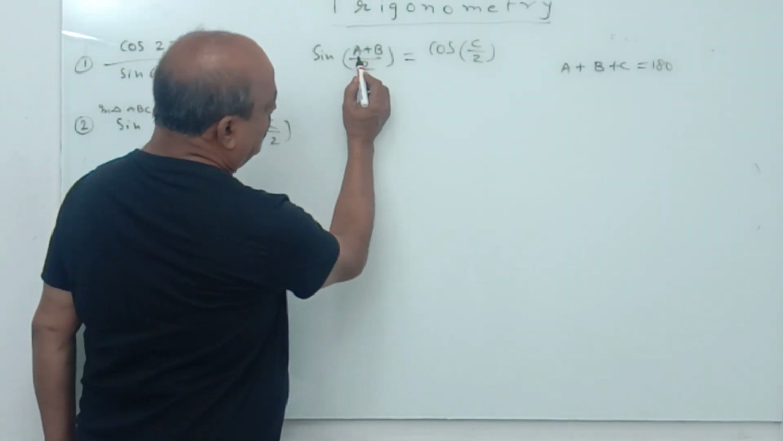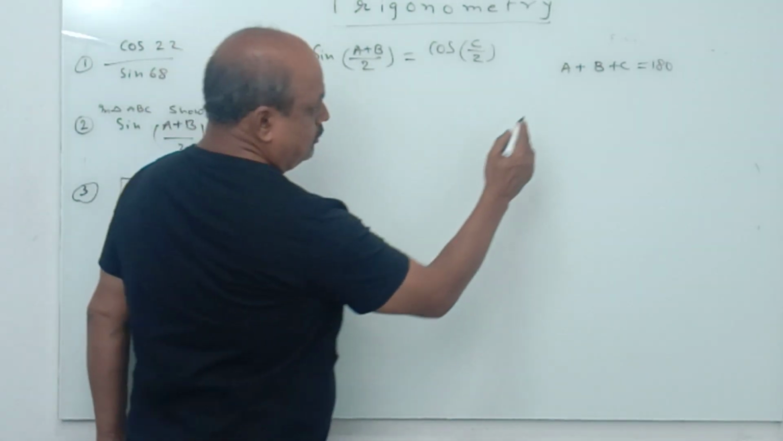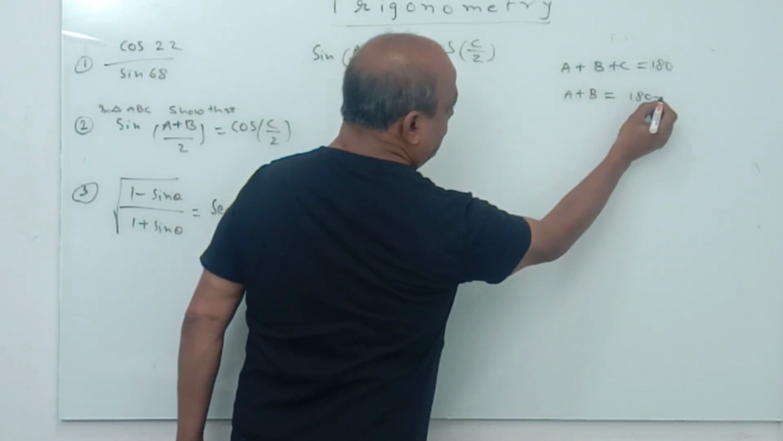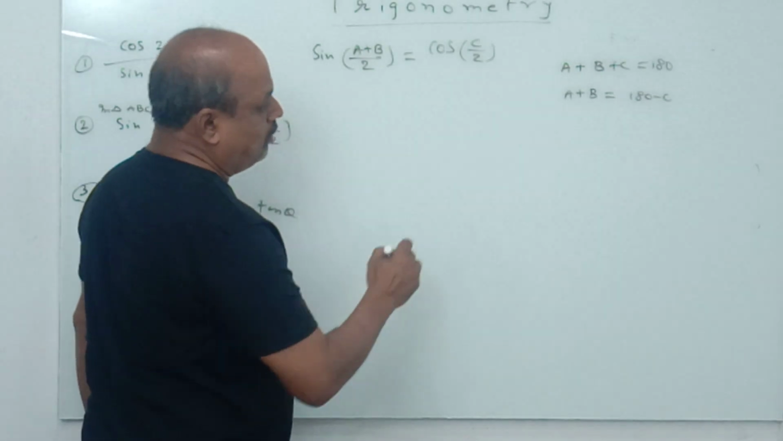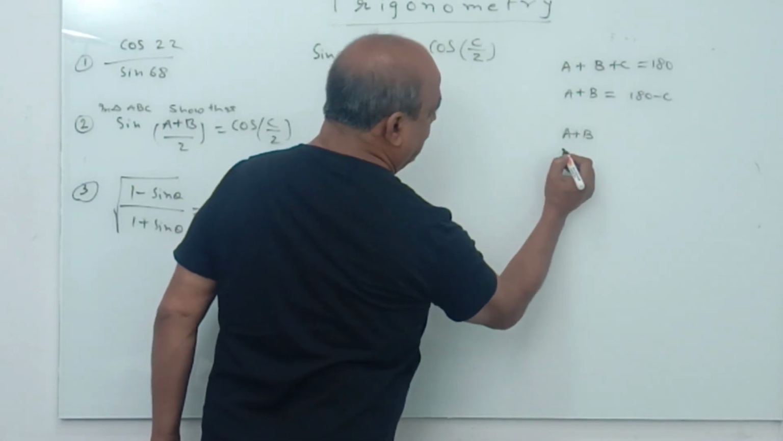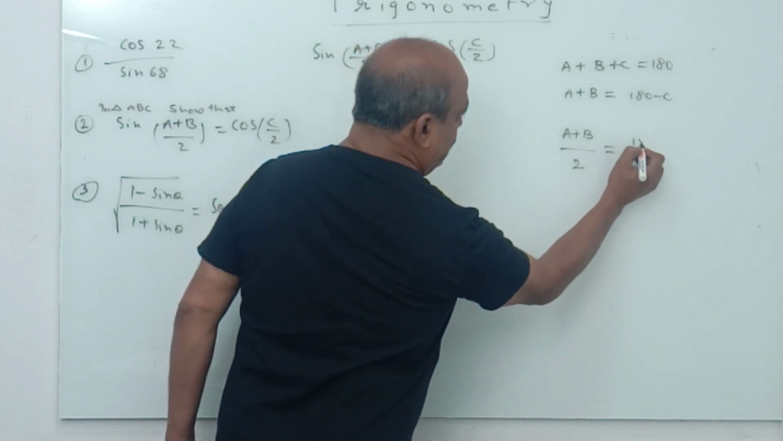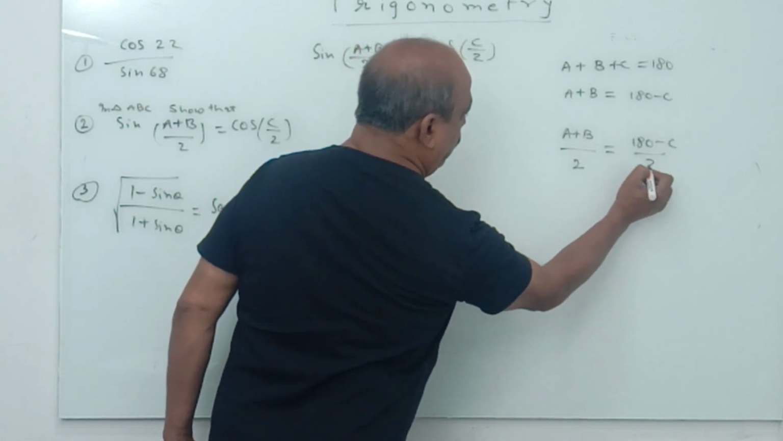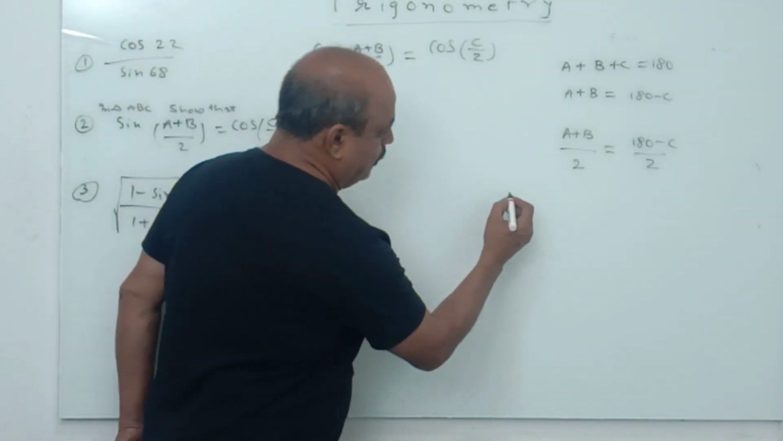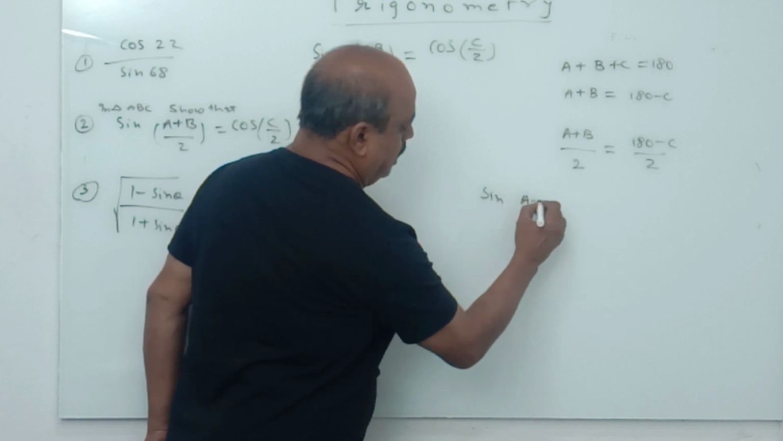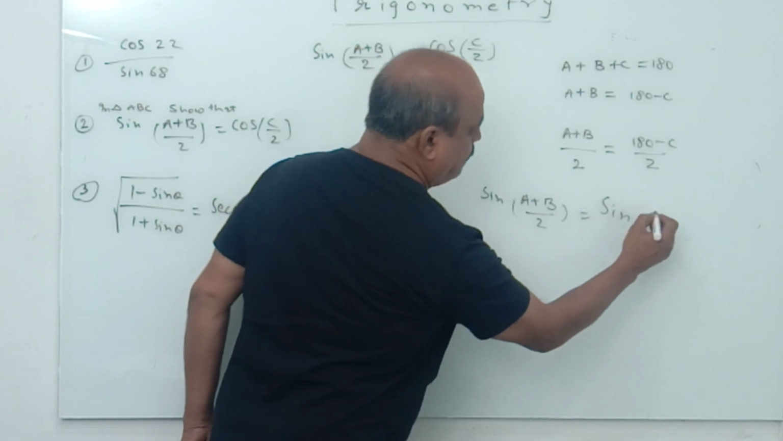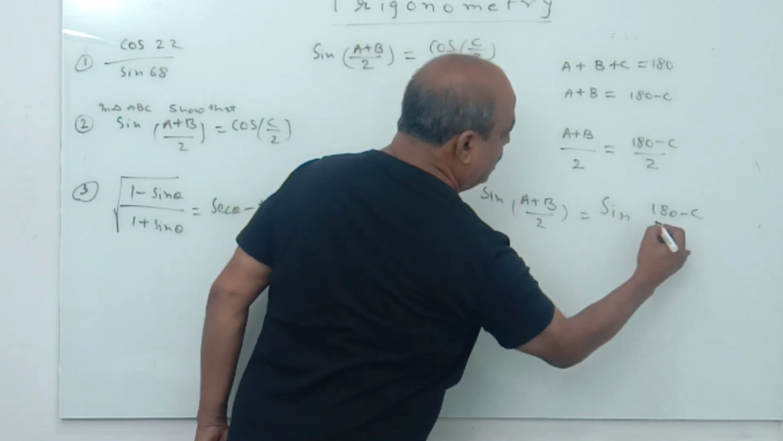Now on the left hand side I want A plus B, so I would shift C to that side. So it will become 180 minus C. And then I will divide the entire thing by 2. So it will become A plus B upon 2 is equal to 180 minus C upon 2. And then I will take sine of both sides. So it will become sine of (A plus B) upon 2 is equal to sine of (180 minus C) upon 2.